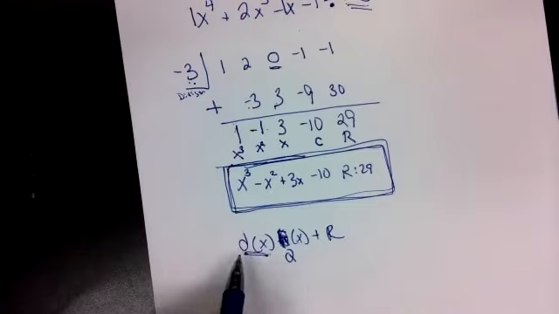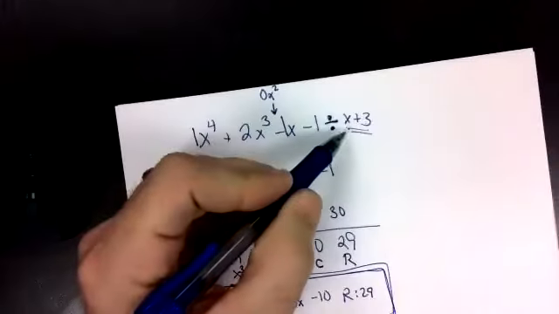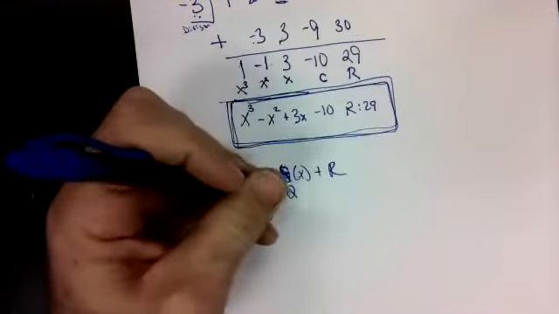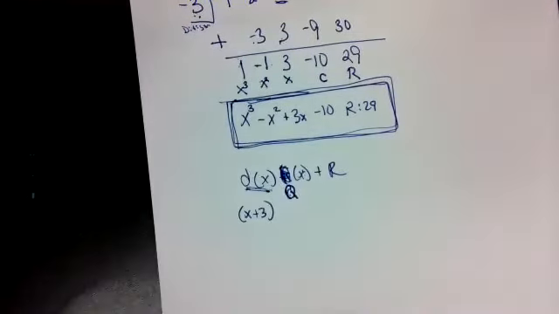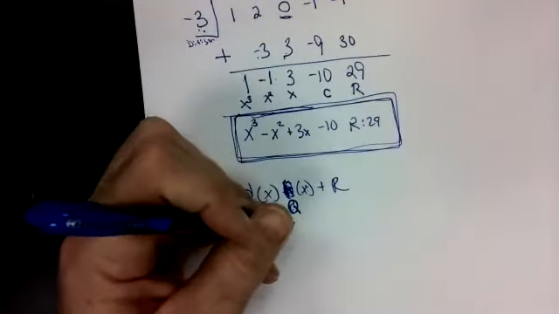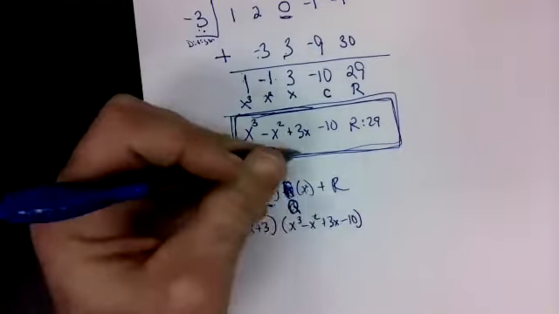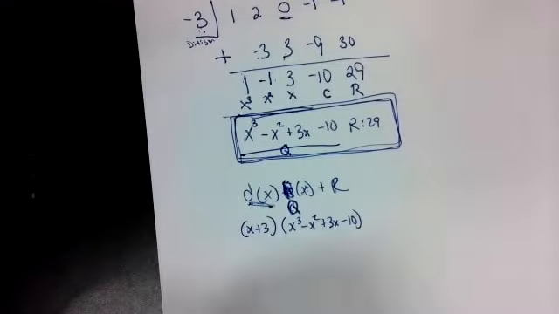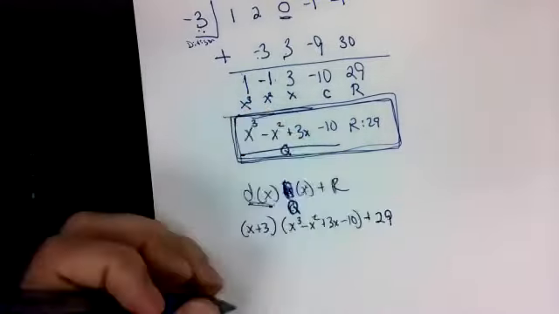All this means is, this little d(x) represents your divisor. So that's the original x plus 3. We divided by x plus 3, so that goes there. This q(x), quotient of x, is the answer part. That comes straight from here. So again, that's your quotient. And then this r represents your remainder.